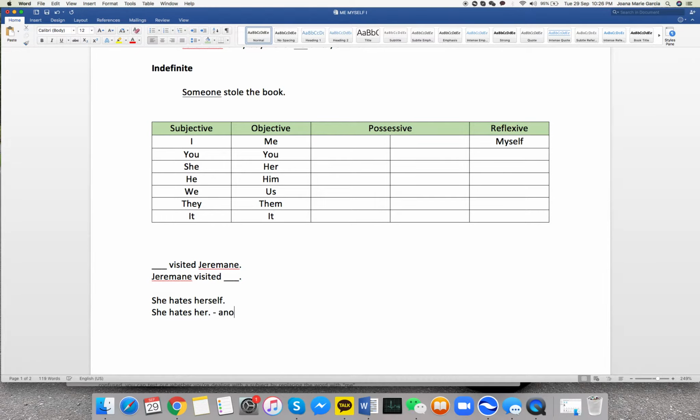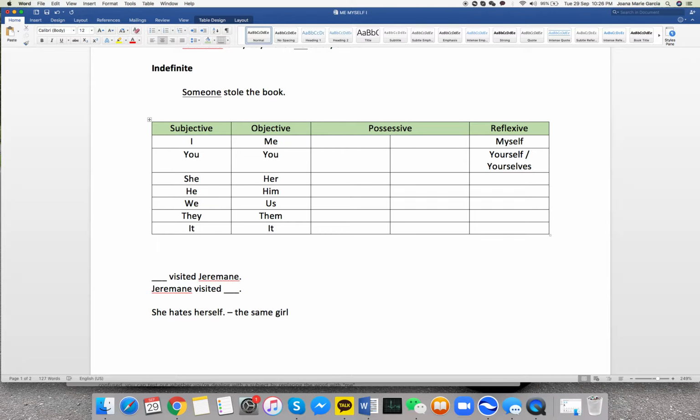Okay, and then if she hates herself, this is actually the same girl. The subject and herself are the same. Here it's myself, for example, I hate myself. You hate yourself. Remember, for yourself we can have two forms because it can be singular or plural, like you hate yourselves. Okay, let's move on now to our next part.